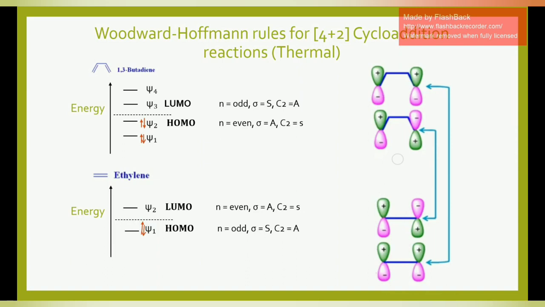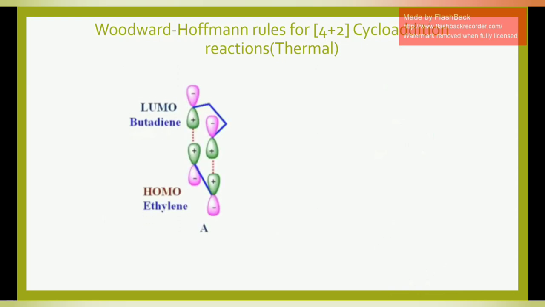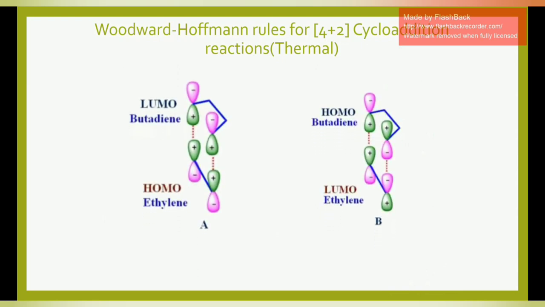But in general, interaction between HOMO of 1,3-butadiene and LUMO of ethylene is energetically more favorable because of the small energy gap between these two molecular orbitals. So 4 plus 2 cycloaddition is thermally allowed.